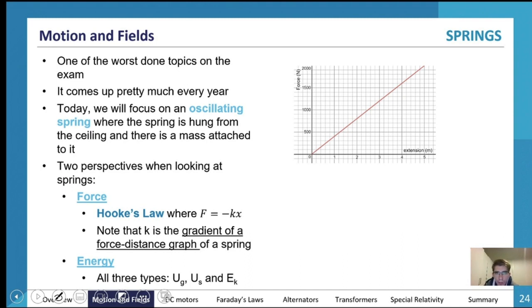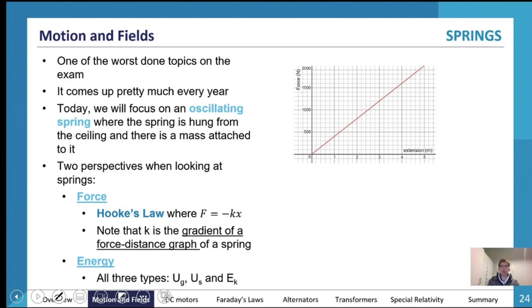Now let's talk about springs. Springs are the second topic, which are one of the worst done topics on the exam after tension. It comes up pretty much every year on the exam, and today we will focus on the oscillating spring, where the spring is hung from the ceiling and there is a mass attached to it.